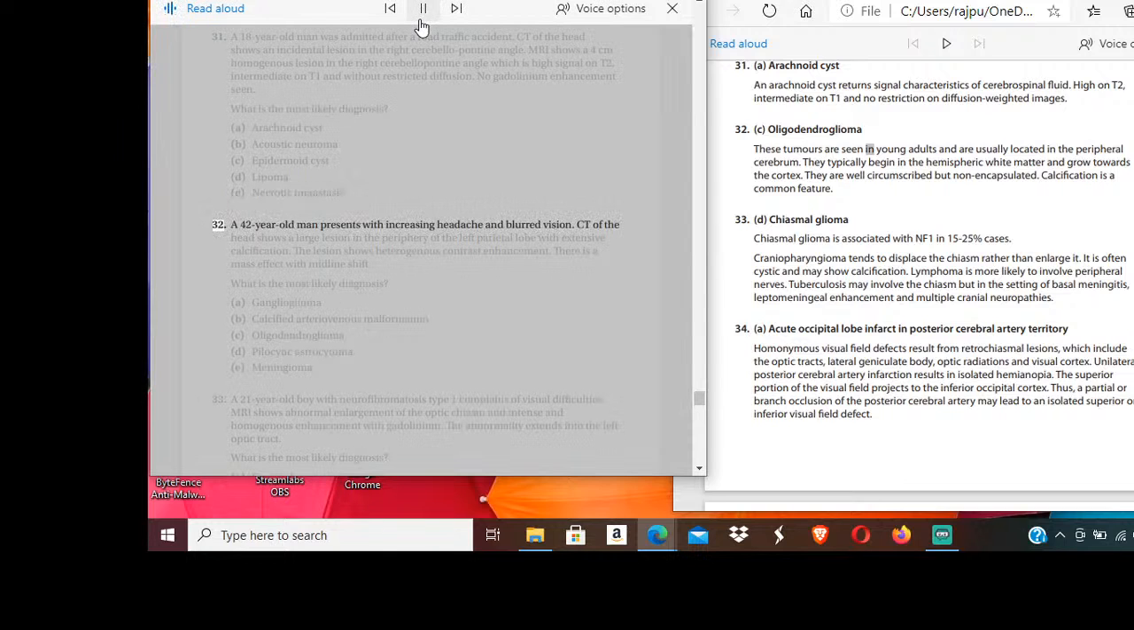32. A 42-year-old man presents with increasing headache and blurred vision. CT of the head shows a large lesion in the periphery of the left parietal lobe with extensive calcification. The lesion shows heterogeneous contrast enhancement. There is a mass effect with midline shift. What is the most likely diagnosis? A. Ganglioglioma. B. Calcified arteriovenous malformation. C. Oligodendroglioma. D. Pilocytic astrocytoma. E. Meningioma.